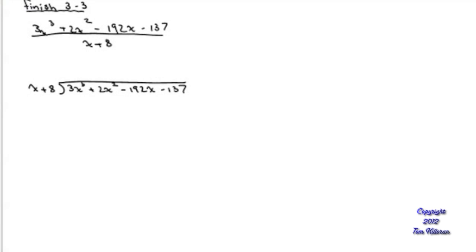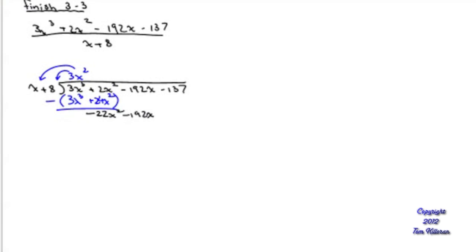What times x gives you 3x cubed? 3x squared. So you put 3x squared up here. Distribute it out. Don't forget to distribute to both terms. So you get 3x cubed and then a positive 24x squared. What do I do with that? Subtract it, or change the signs, both result in the same thing. The first two cancel out. This becomes negative 22x squared, because that becomes a minus 24x squared. Then bring down the next term, which is negative 192x.